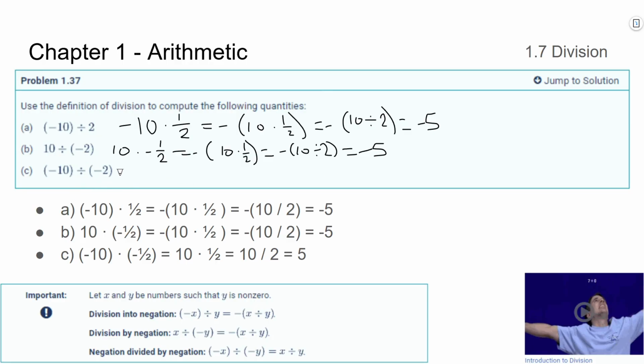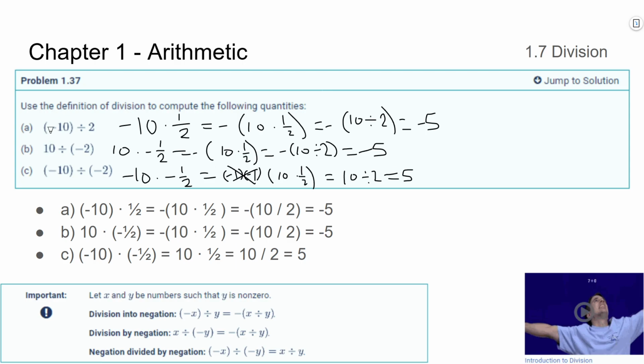And this last one here, we have negative 10 times negative 1/2. All right, so for this one, this is actually going to be positive. If we pull both of these negatives to the outside, we might get something like negative 1 times negative 1 times 10 times 1/2. And these are going to cancel out. So we're left with 10 times 1/2, which is the same thing as 10 divided by 2, which is 5.